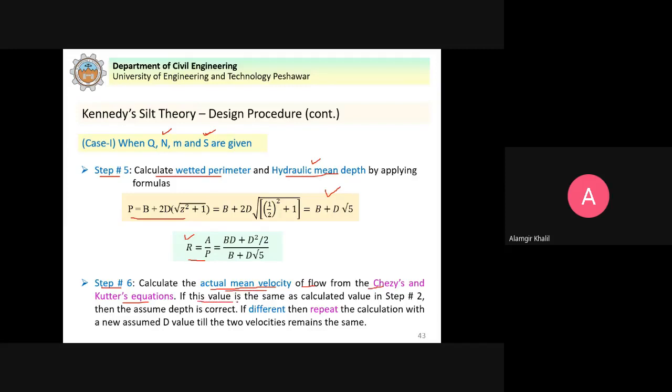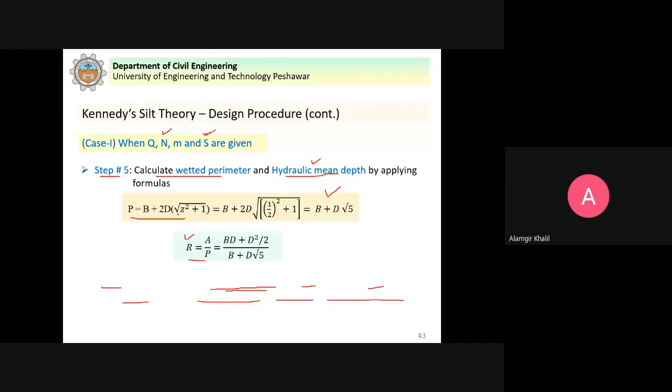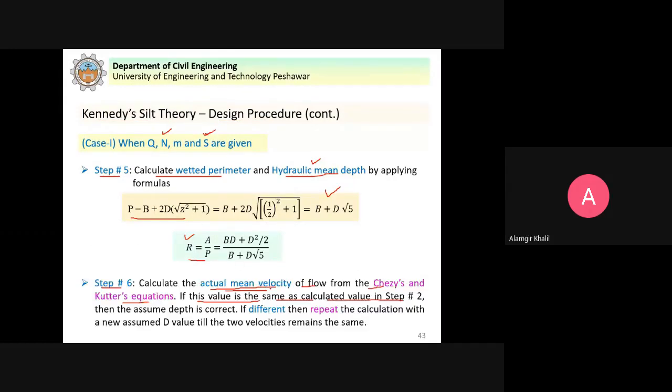If this velocity is the same as calculated in step number 2, that is the critical velocity, this is the critical velocity which is non-silting and non-scouring, which is required. So we now calculate this actual mean velocity. If this is the same as in step 2, then the assumed depth is correct. No further trial is required. The assumed depth is correct and we get the dimensions for the canal.